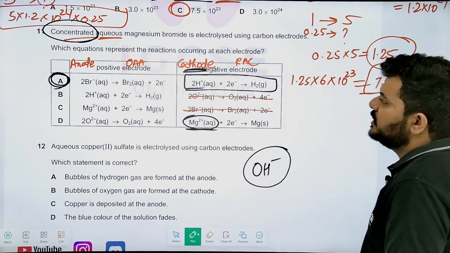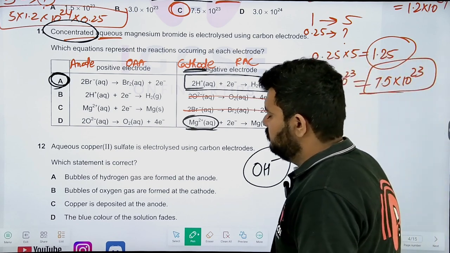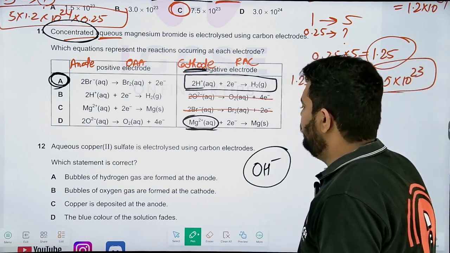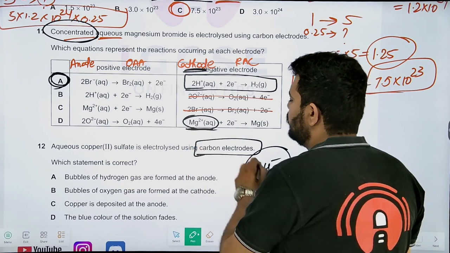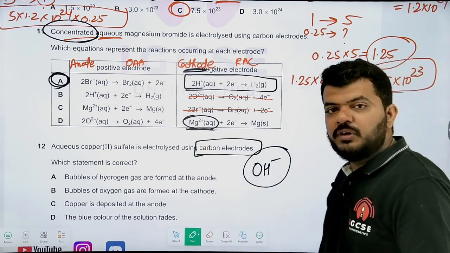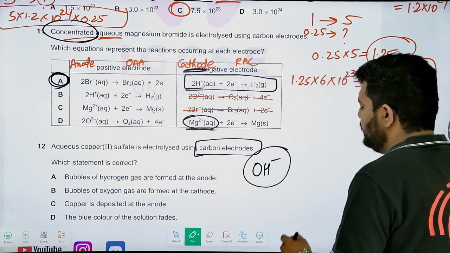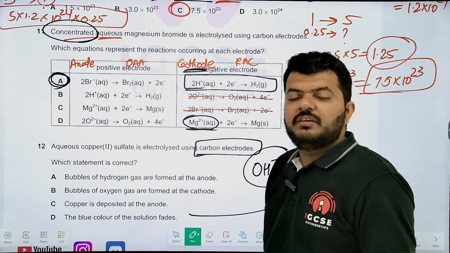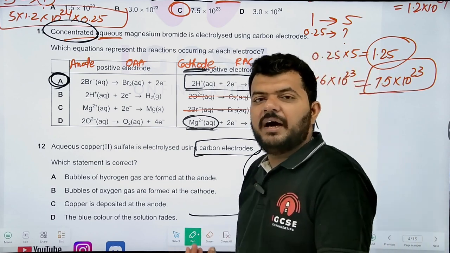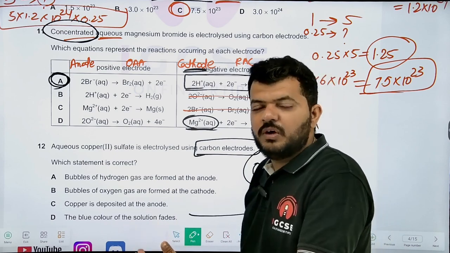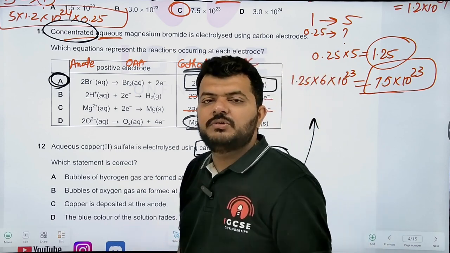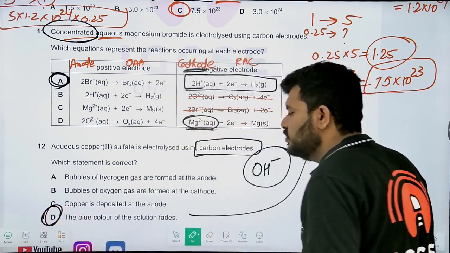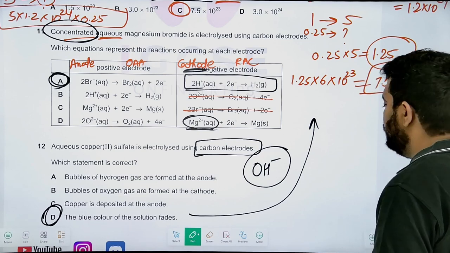Copper is deposited on the anode. No, actually copper decreases from the anode, right? The blue color of the solution fades because you are using carbon electrodes in the solution. Only copper ions are decreasing. Copper ions go and get reduced at the cathode, and there are less copper ions as the reaction goes forward. The number of copper ions in the solution go on decreasing. Copper ions are blue in color, and therefore the blue color of the solution does fade is your answer.